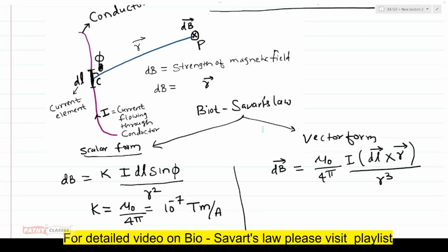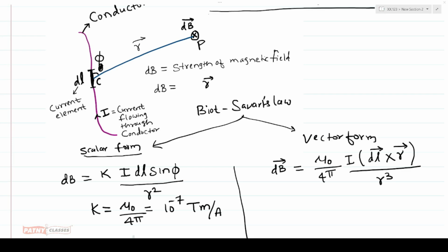The Biot-Savart law in scalar form is given by the magnitude of the magnetic field: dB equals k times I dl sin phi upon r squared, where phi is the angle between dl and vector r, and k is the constant of proportionality. k is given by mu naught upon 4 pi, which equals 10 raised to minus 7 tesla meter per ampere. In vector form, dB equals mu naught upon 4 pi times I dl cross r divided by r cubed. So this is the vector form of the Biot-Savart law.